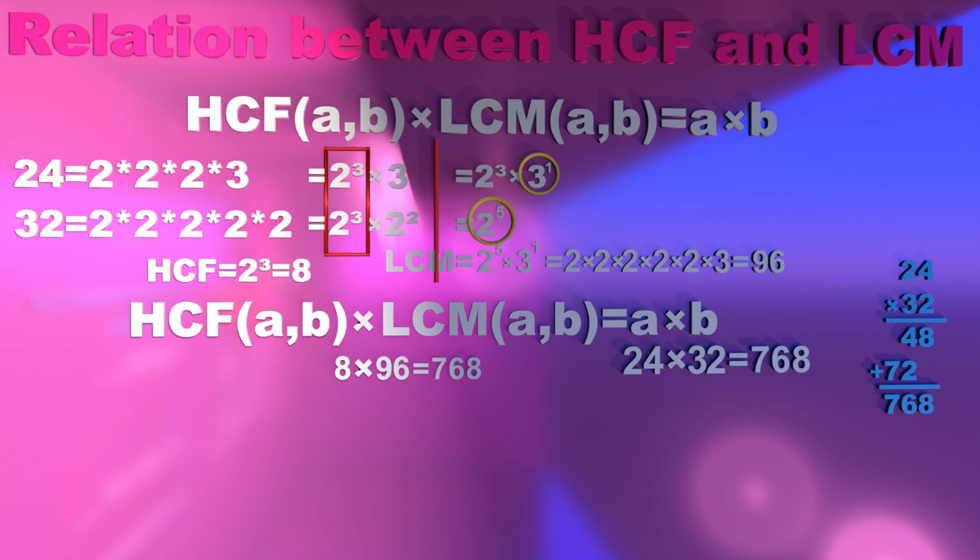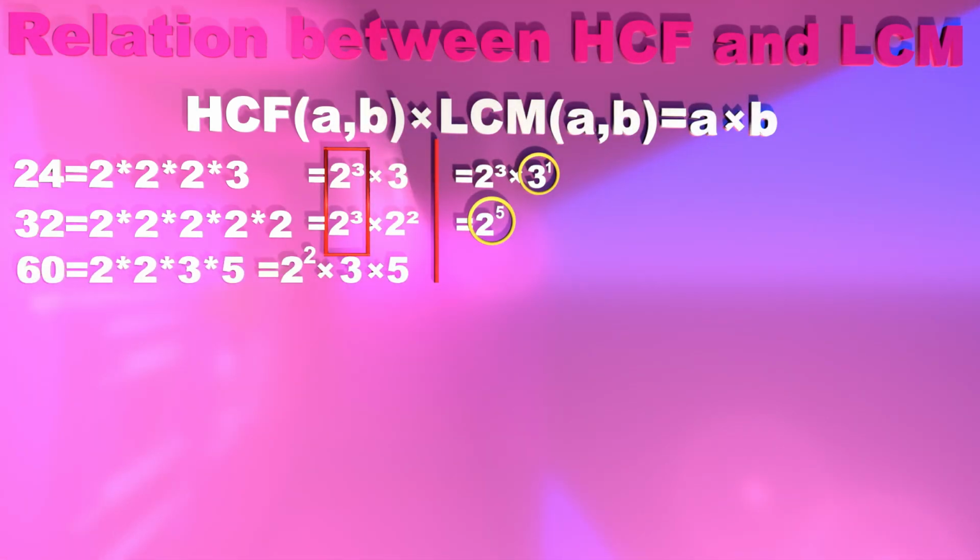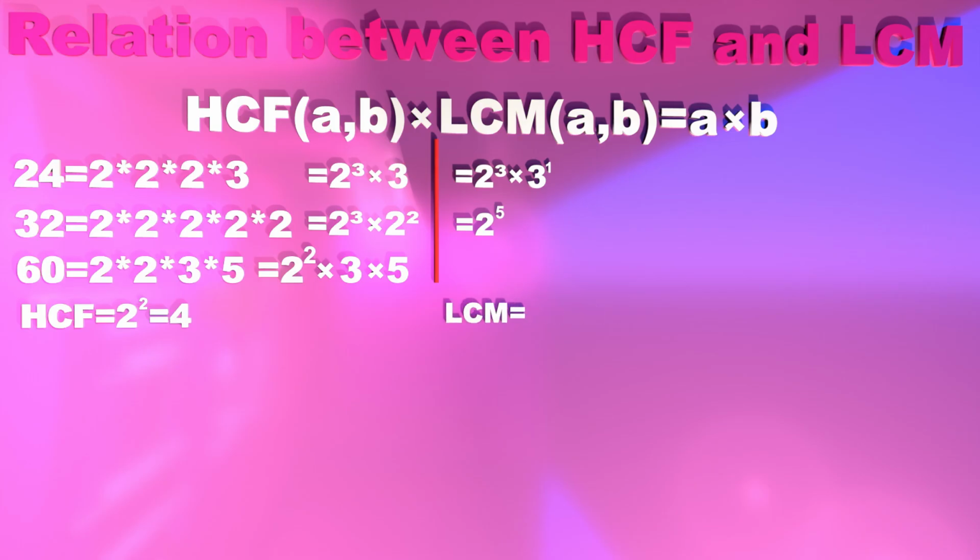But what if we take another number? That means third number. As we have taken 60 here, so now would this relation be true or false for these three numbers? Let's see what we get. HCF of these three numbers will be 4, because now 2 to the power 2 is only common in these three factors. Now what will be their LCM?